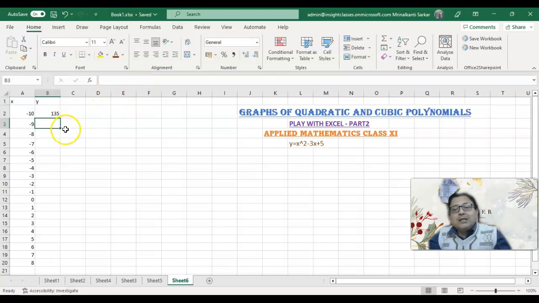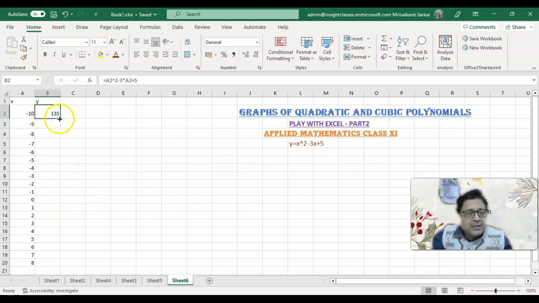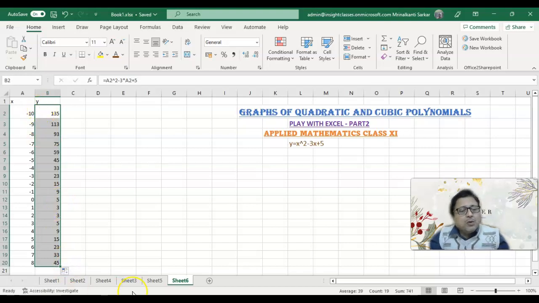Okay. Now put enter. So it gives 135. Really, if you put x equal to minus 10 here, this is 100 plus 30 plus 5, 135. How to get other values? You just drag this cursor up to the desired point, so it will give us all the values. Really, you can check manually, but we need not do manually.